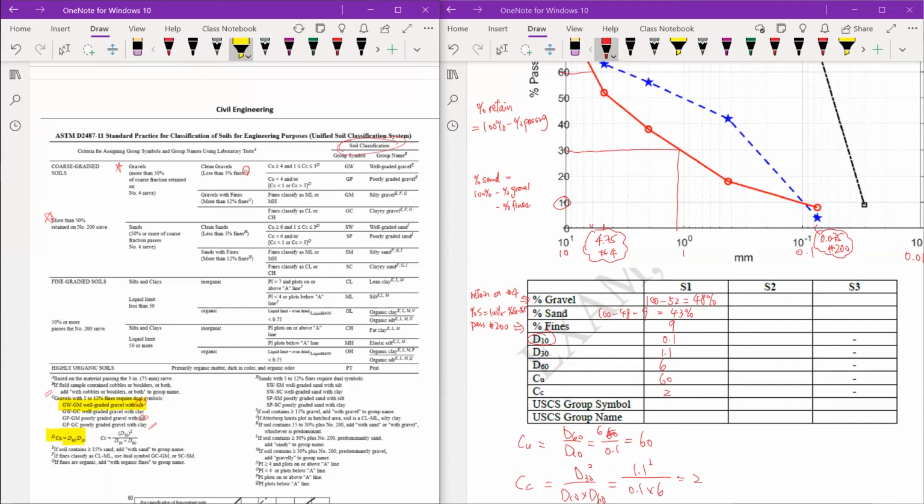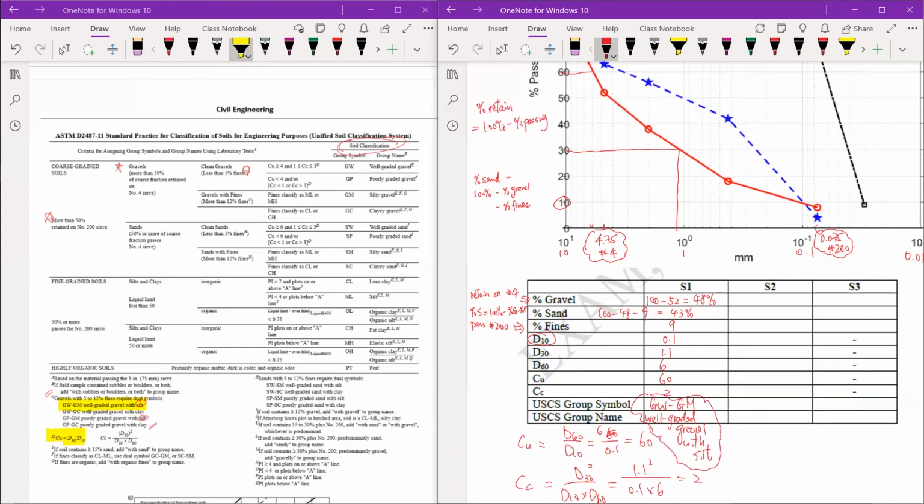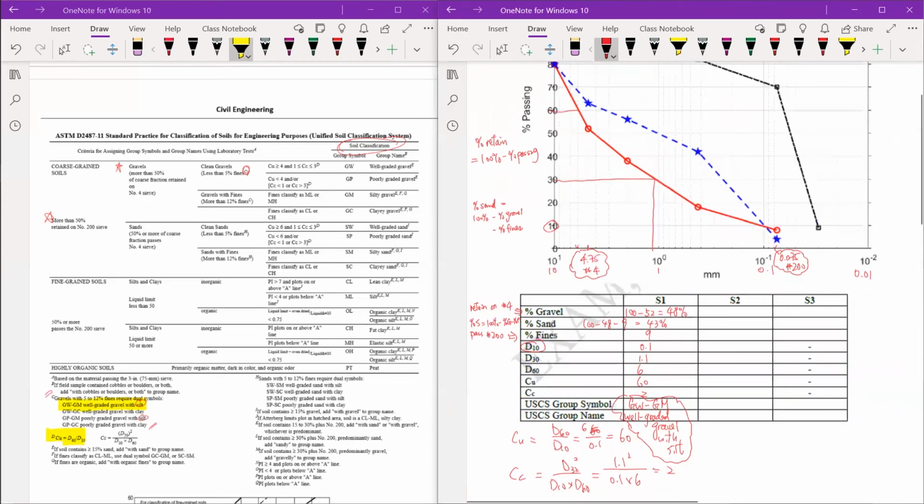And the symbol here we get is GW-GM. It is a well-graded gravel with silt. So that is our answer right there for sample number 1. And for sample number 2, it will be a very similar procedure.